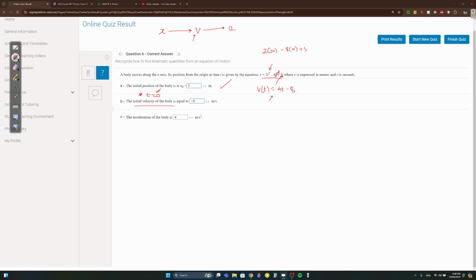So you get the expression for v of t is 4t minus 8. Well, they're saying t equals 0, right? Initial velocity and t equals 0. So v0 equals 4 times 0 minus 8, which is minus 8 meters per second. What is the acceleration of the body? Okay. I just realized you can do this without deriving. Yeah, you can do this without deriving.